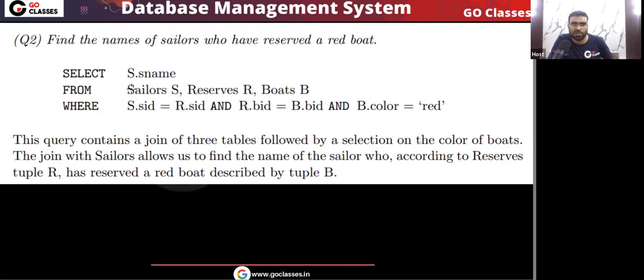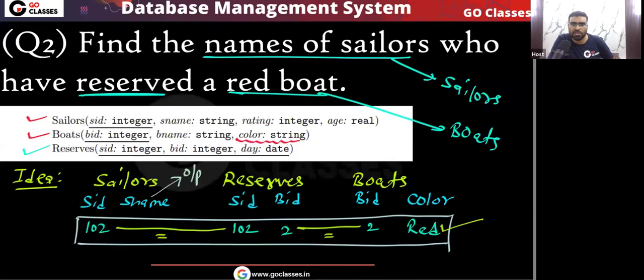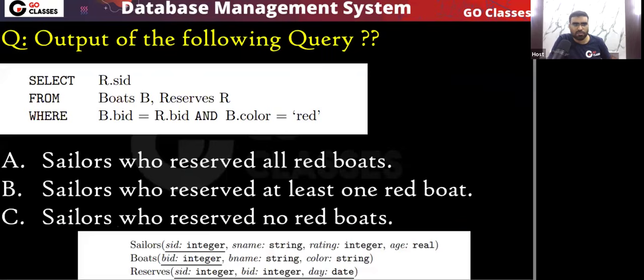Names of seller who have reserved at least one bot. So these three tables you need, and this will be the condition. Seller SID equal to reserve SID and reserve BID equal to bot BID and bot color must be red. And then you project as name. So this is the query. Very simple. Let's move on now.